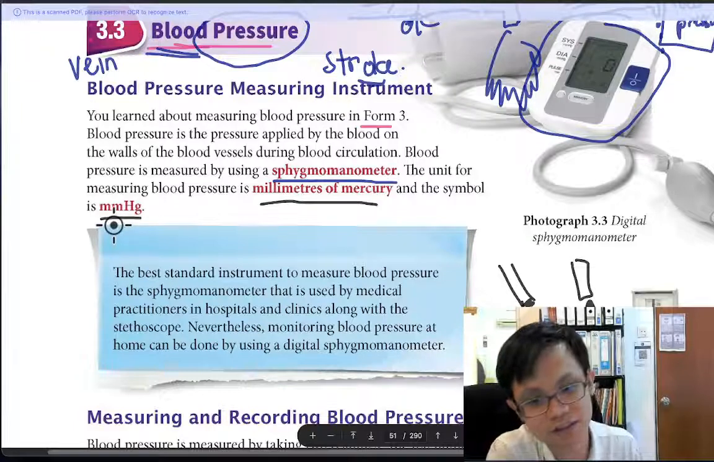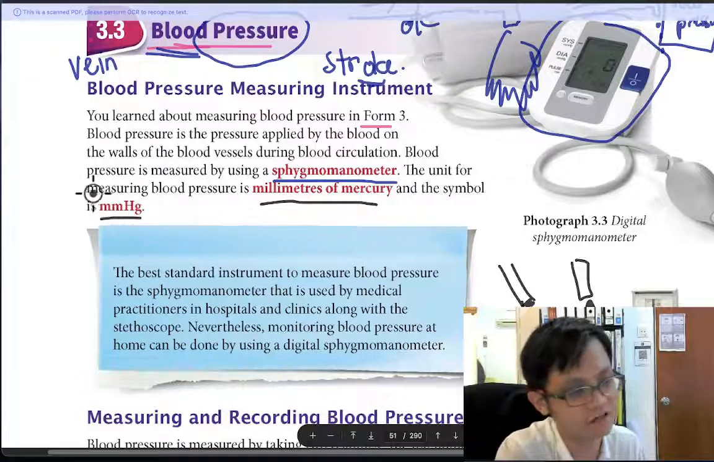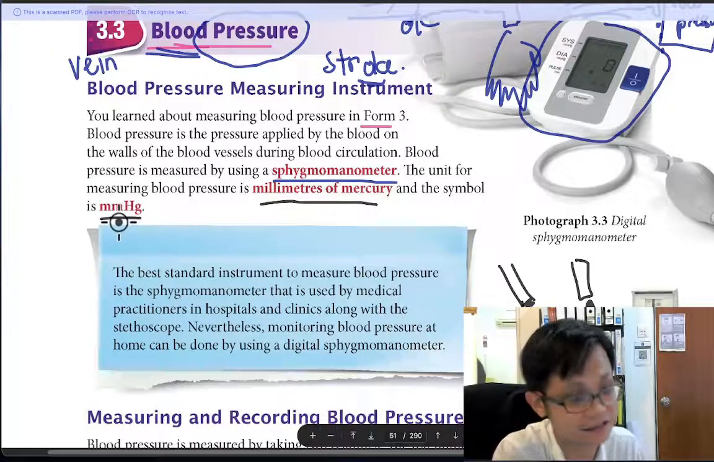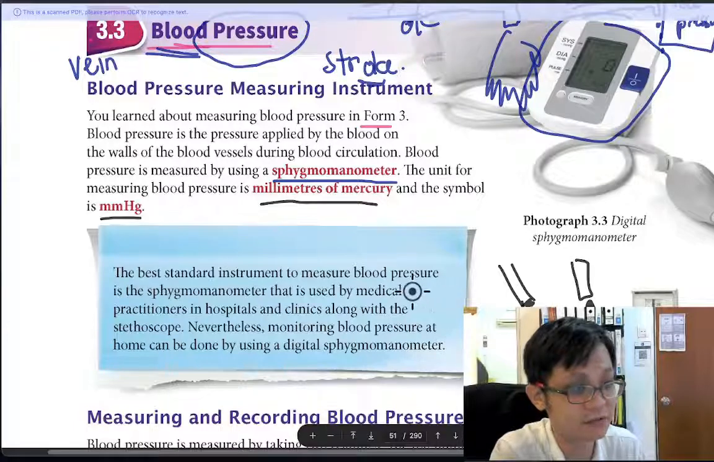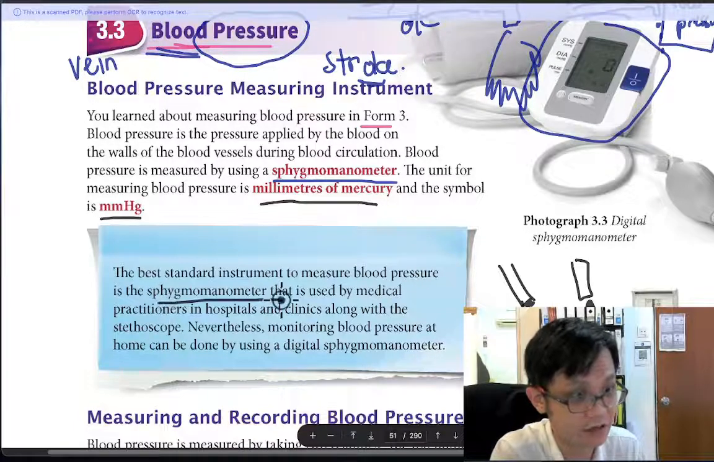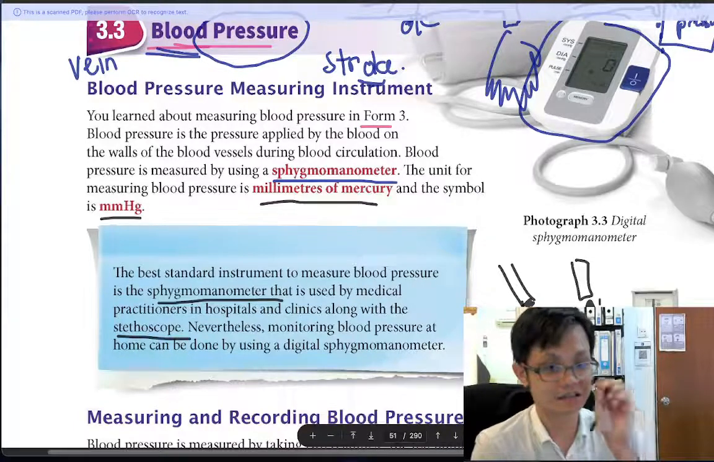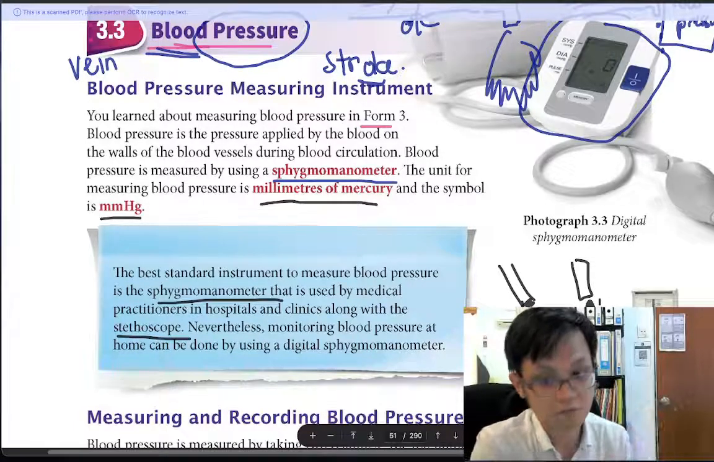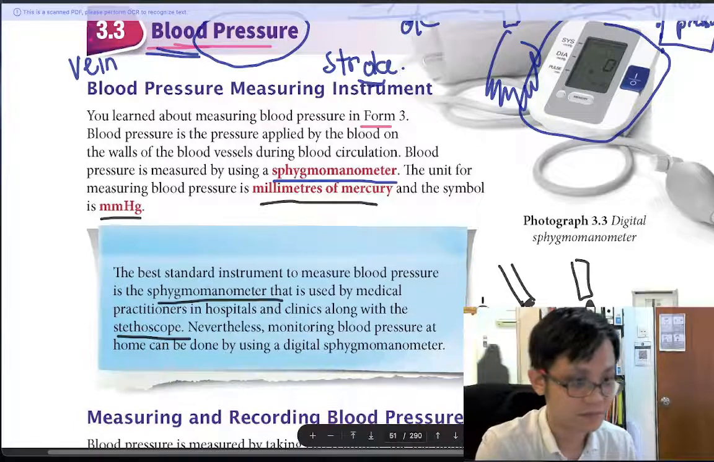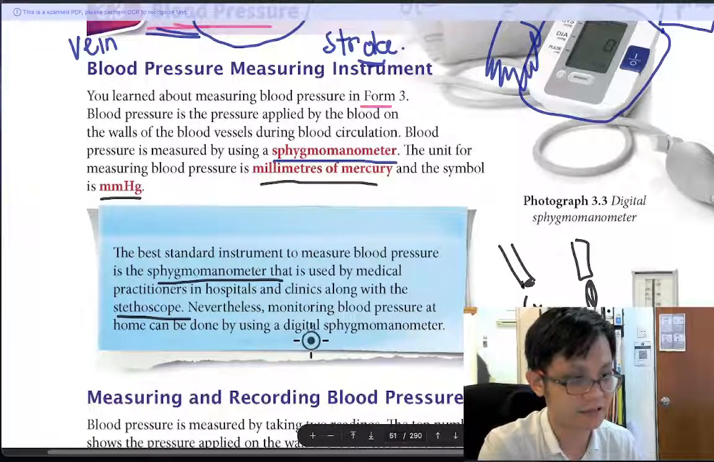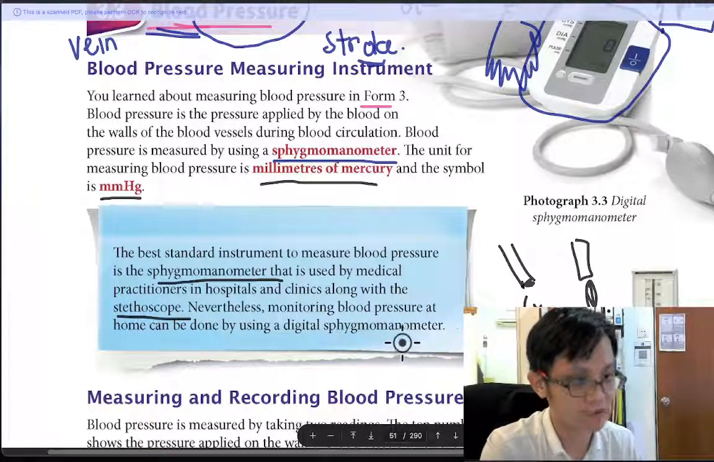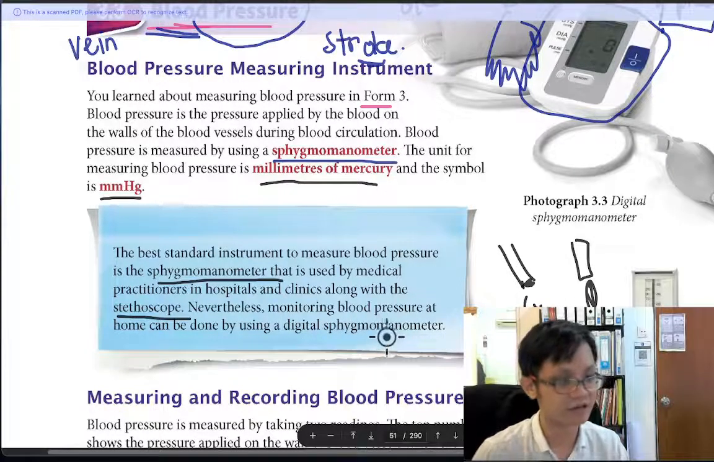Why mmHg? Then physics, then you will learn why mmHg is just the unit. The best standard to measure blood pressure is the manometer used in the hospital or clinic, along with the stethoscope. You know the stethoscope, to listen to your pulse. Nevertheless, monitoring blood pressure at home can be done by a digital manometer. Manometer, you will learn in physics.